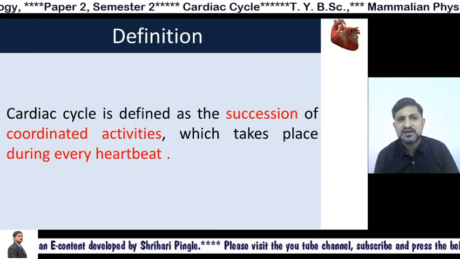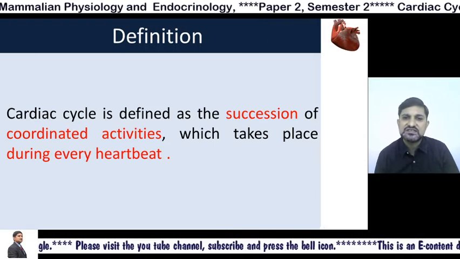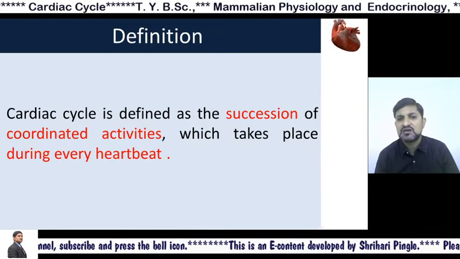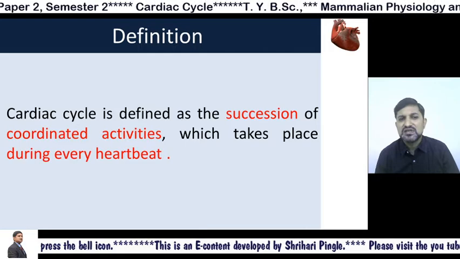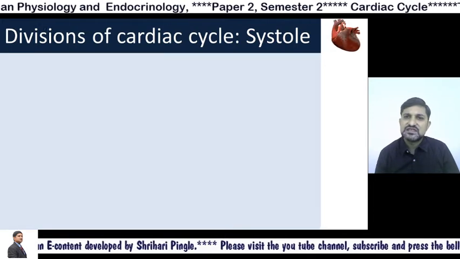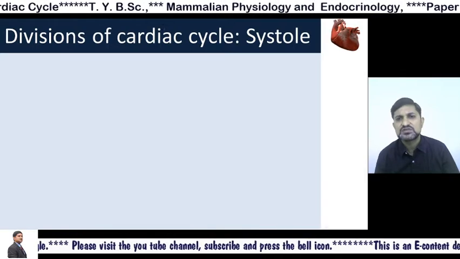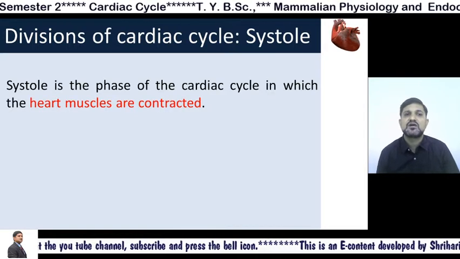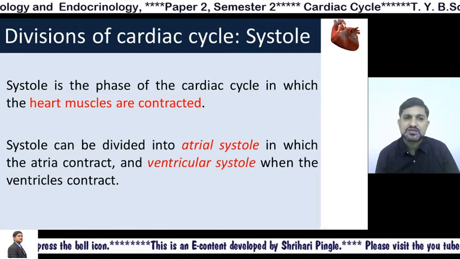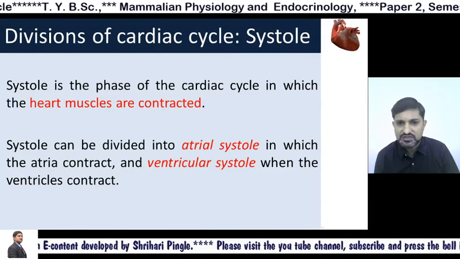So if you have to define cardiac cycle, we'll define it as the succession of coordinated activities which takes place during every heartbeat. So each of your heartbeat is having many coordinated events. These coordinated events can broadly be classified into systole and diastole. When I say systole, it simply means contraction of the heart chambers. That means when the heart muscles are contracted. So this systole is further divided into atrial systole and ventricular systole.